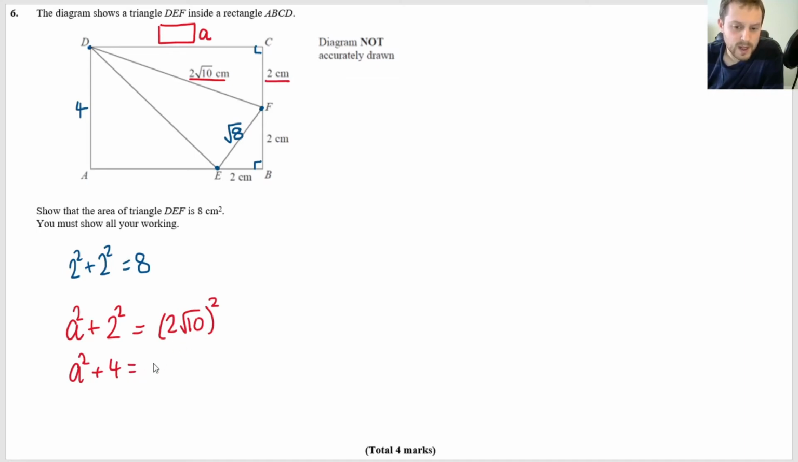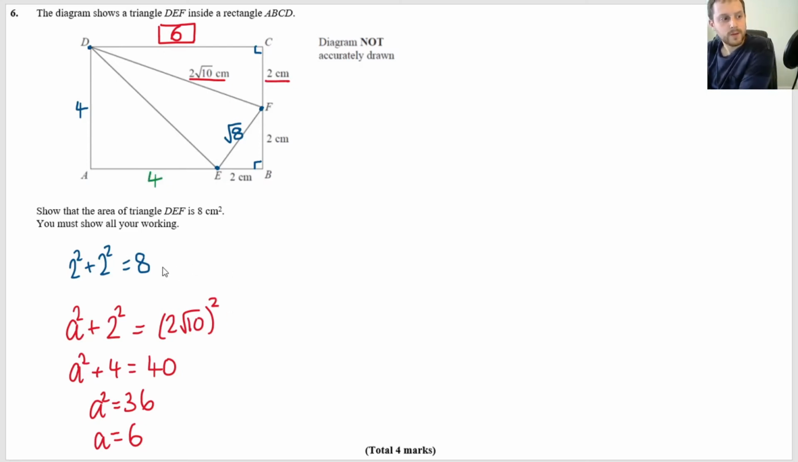So this will be 4 times 10 is 40, because if you square 2 you get 4, and if you square the square root of 10 you get 10. You could also type that into your calculator if you want. That would give you the same answer, give you 40 there. So a squared is 36, and therefore we've actually figured out that a is 6. So this number here is 6. That's how long it is, which actually means that this is 4.